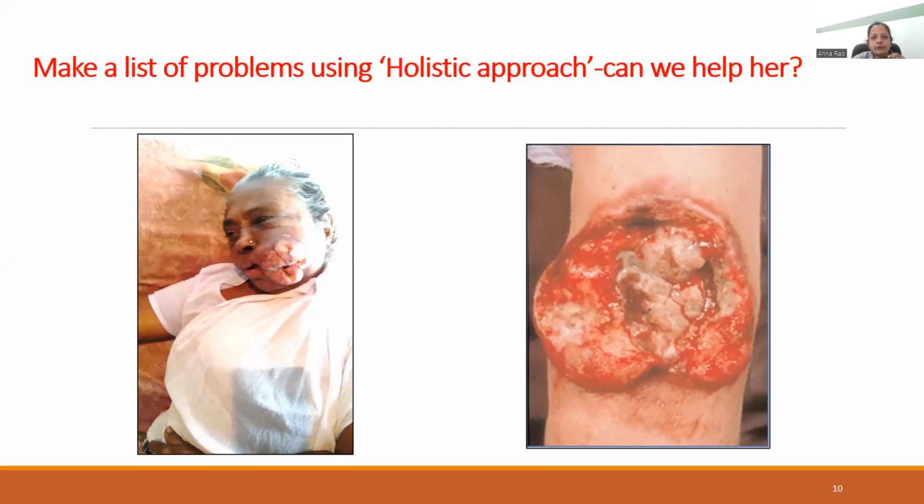In physical, we have the problem of difficulty in food intake, severe pain too, isolation. Yes, a lot of problems are coming: psychological, social, physical.